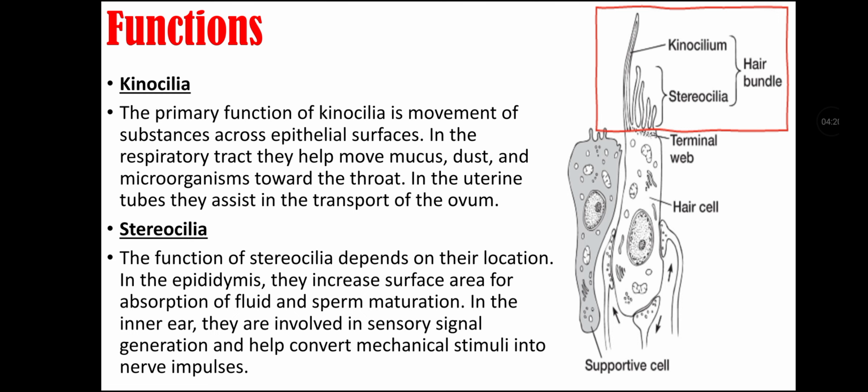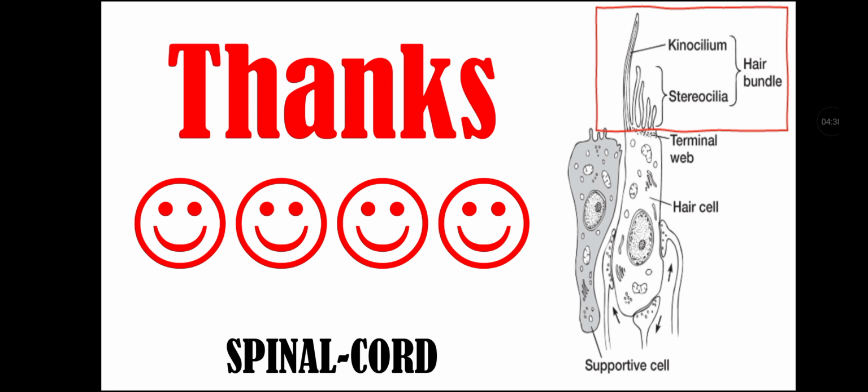While stereocilia function mainly depends on their location, as in the epididymis, they increase surface area for absorption of fluid and sperm maturation. While in the inner ear, they are involved in sensory signal generation and they help convert mechanical stimuli into nerve impulses. And this was all about differences in kinocilia versus stereocilia.